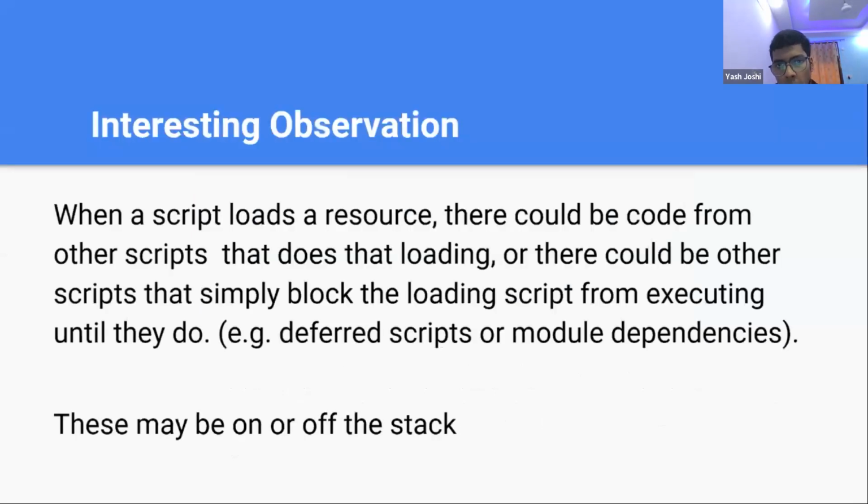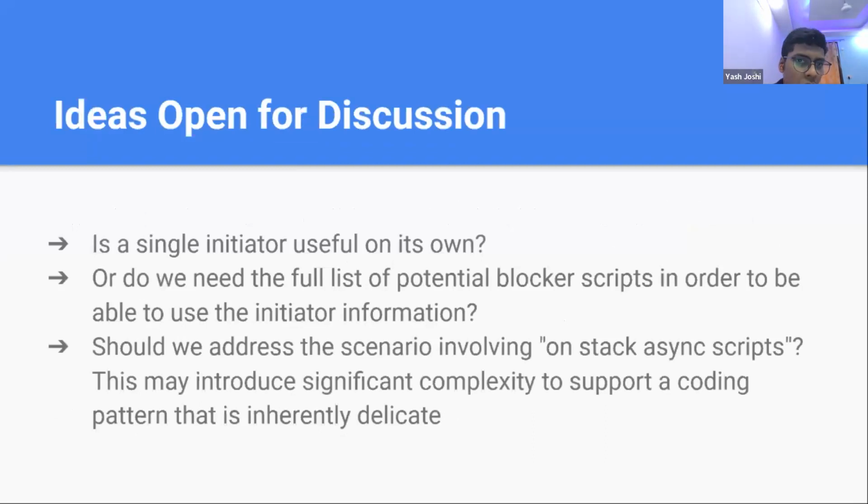A bunch of interesting observations to note here is that whenever a script loads a resource, we saw that there could be code from other scripts in the JavaScript stack that does that loading, or there could be other scripts that simply block the loading script from executing until they do. For example, that was the case with module script or with deferred script or module dependencies. And they can be both on stack or off stack. So with this, I open a bunch of questions and ideas for this discussion.